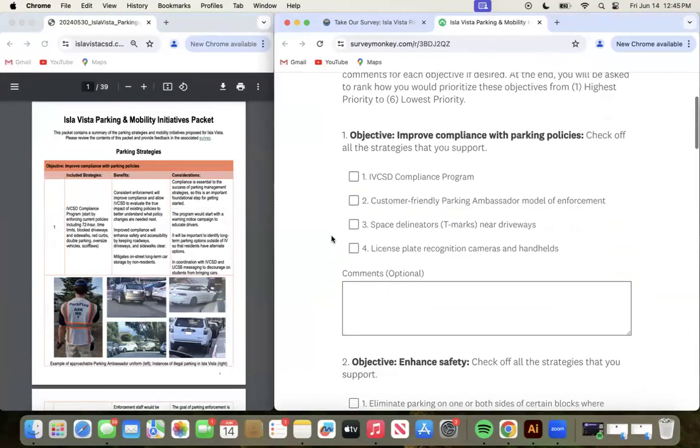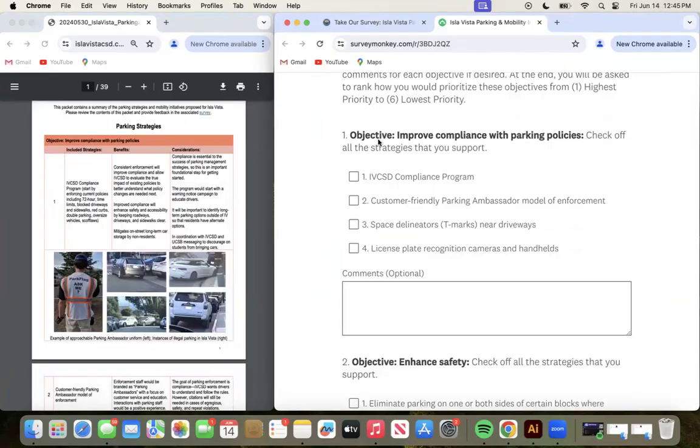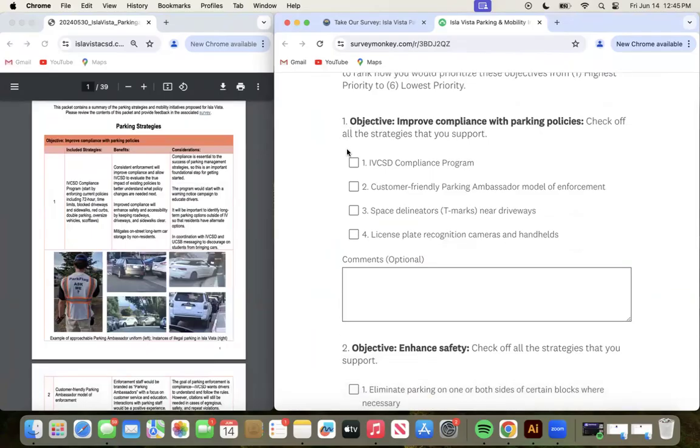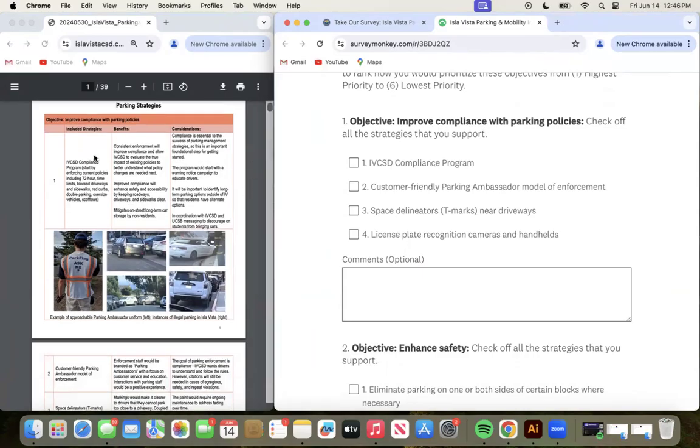And as you can see here, each question of the survey aligns with one of the objectives in the packet, and each answer choice in the survey aligns with one of these strategies listed in the packet. And I know that may seem confusing at first, but don't worry, I'll walk you through and you'll get the hang of it.